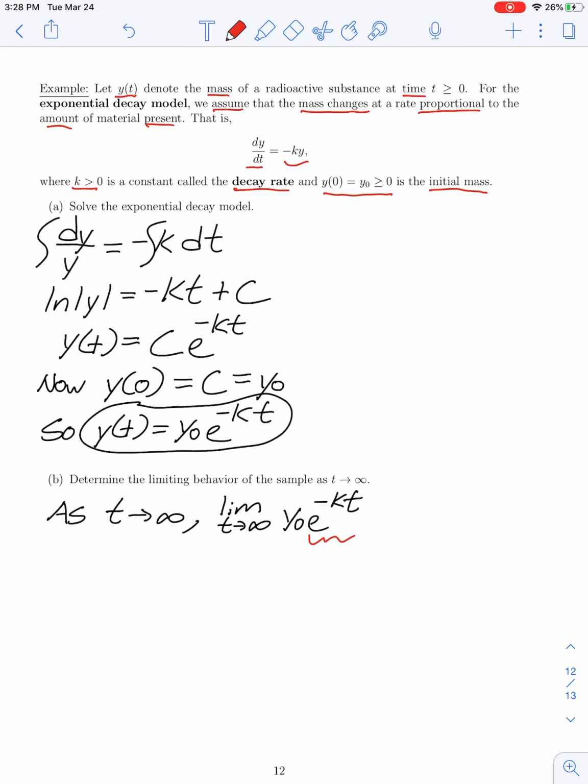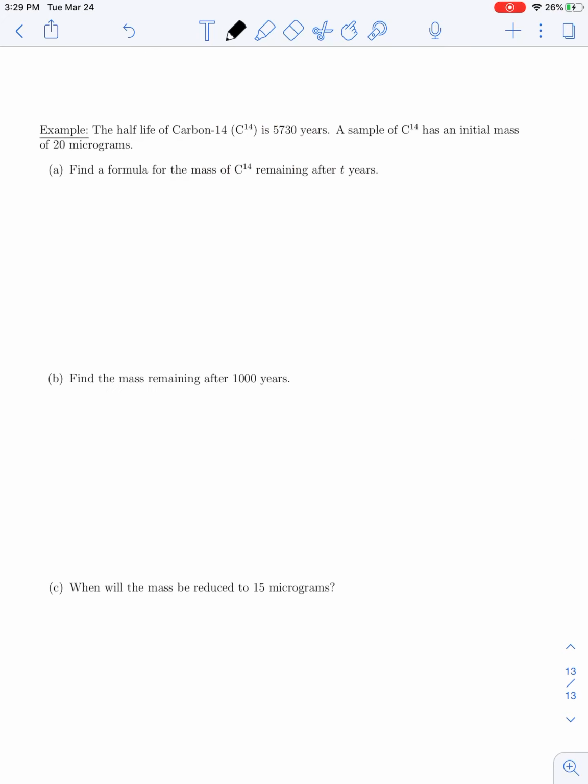Since k is a positive constant, e to the negative kt is describing an exponential decrease or exponential decay, and this exponential function will tend to 0. So as time increases, the mass of this sample will decay to nothing. We get a radioactive material which is slowly decaying to 0 mass.